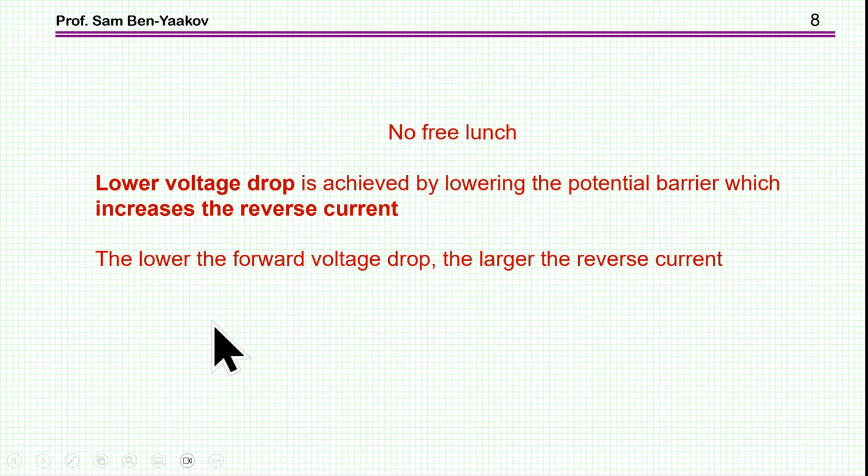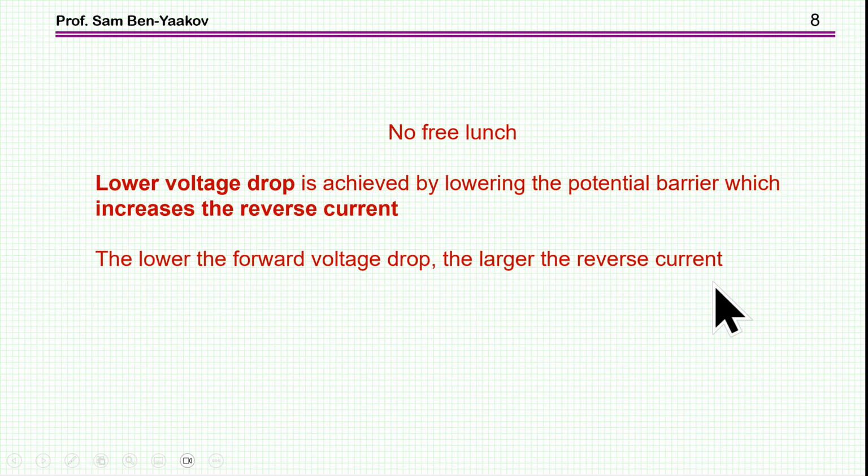Well, it turns out that the reverse current is linked to the forward voltage during conduction. A lower voltage drop in a Schottky diode is achieved by lowering the potential barrier, and this increases the reverse current. So it turns out that the lower the forward voltage drop, if you design a diode for a lower voltage drop, then you end up with a diode that has a larger reverse current. So these two are linked. And this is why you can get a diode with a lower reverse current or a higher reverse current.